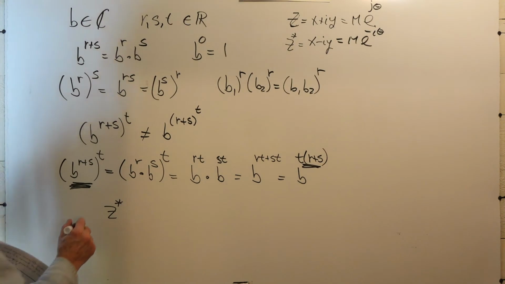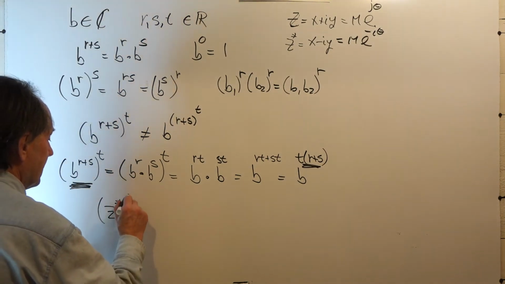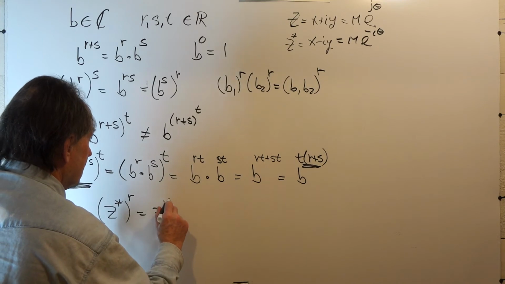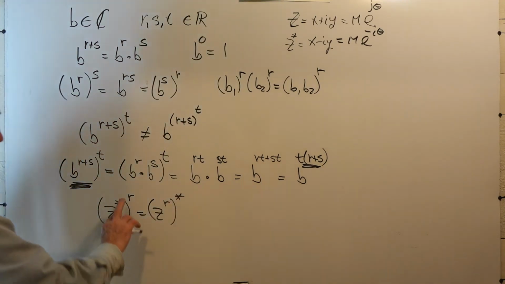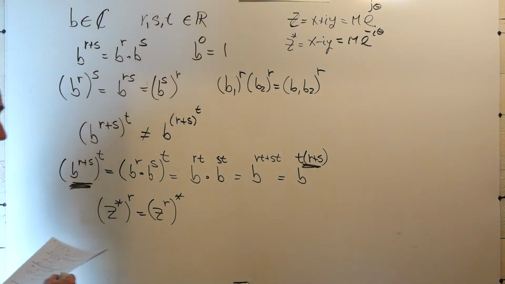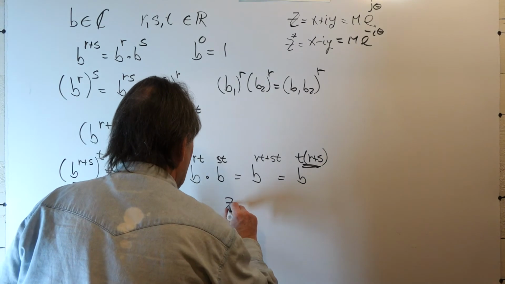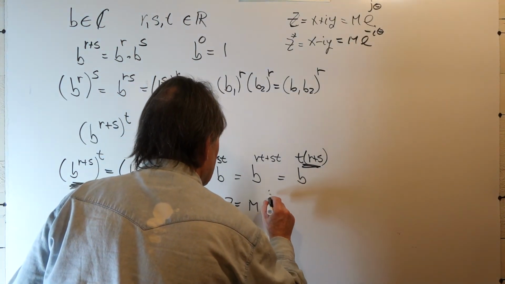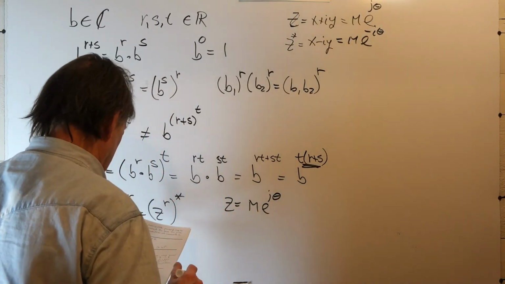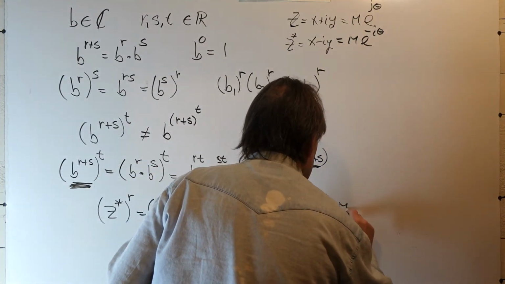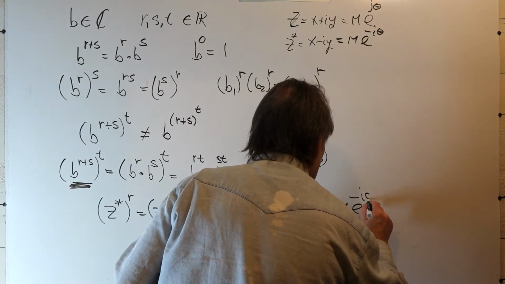So z conjugate raised to the r power is equal to z to the r conjugated. We can flip the conjugation and the exponentiation. This is true, and let's show this. Well, z is equal to magnitude e to the I theta. Then z conjugate is its magnitude e to the minus I theta.